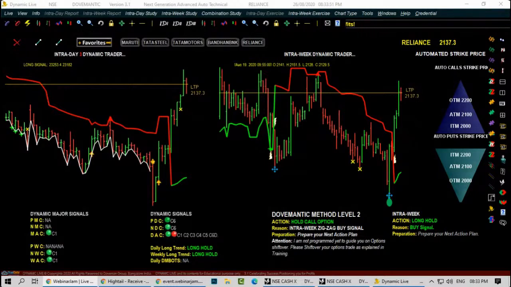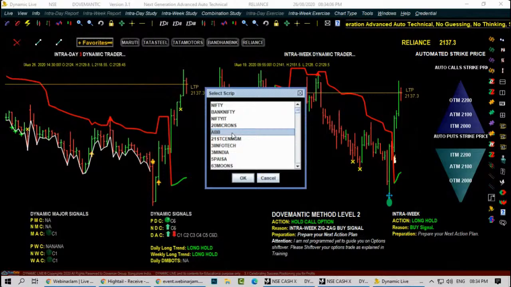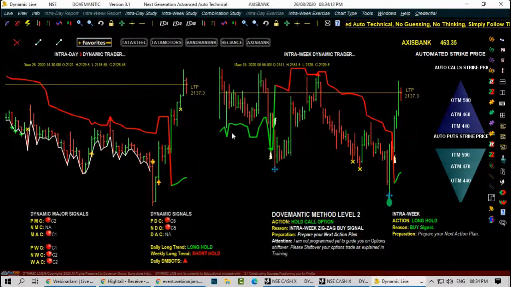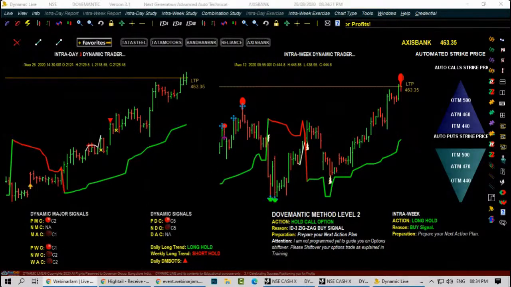And Mr. Vinod Kumar has asked for Axis Bank and Adani Ports. Now I remember, Mr. Vinod Kumar, you had asked for the same just some time back at the 5 p.m. session. But anyways, it's my duty to show you this. Now this is Axis Bank. As you know, in Axis Bank, it is telling us to hold the call option. So we are holding on to it.